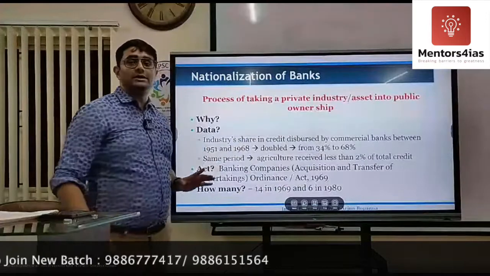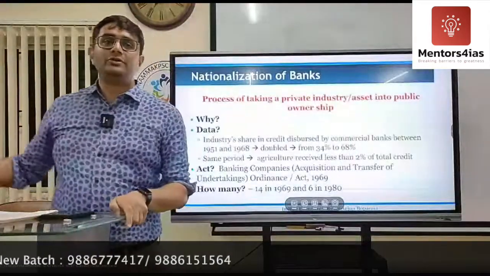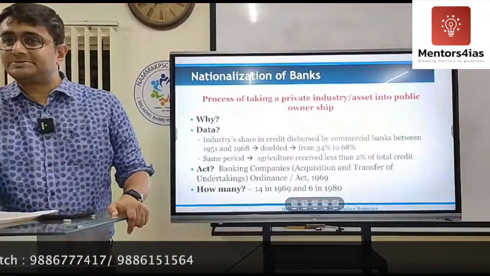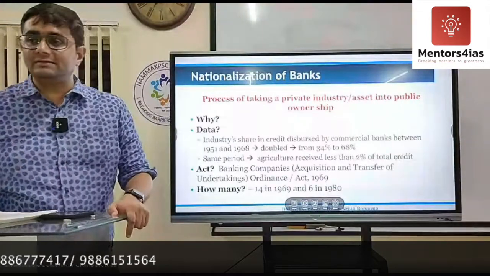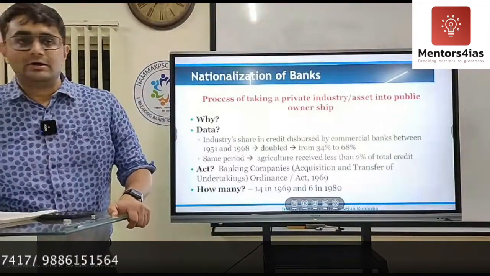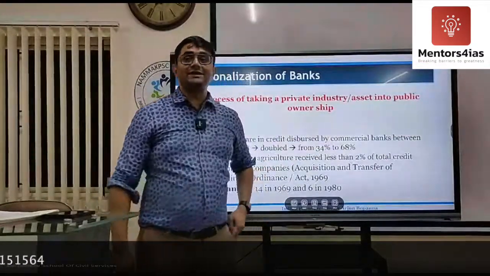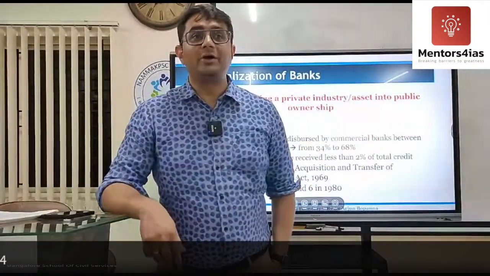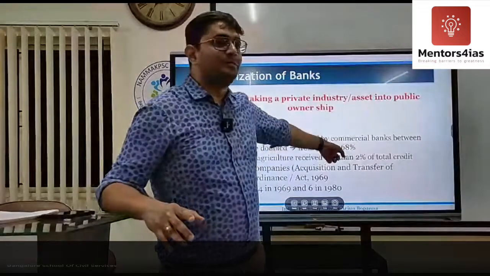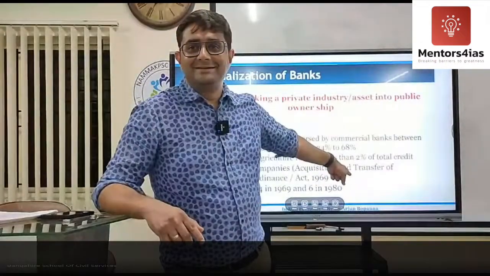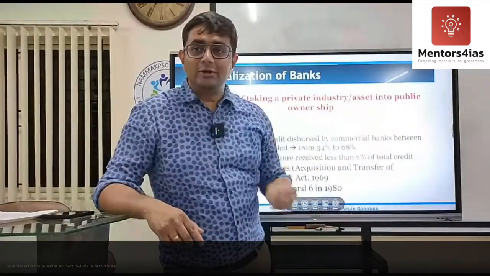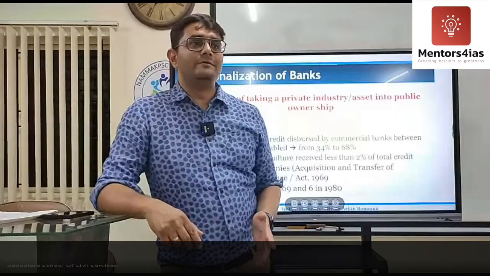See, some data over here you can find. When you write your mains exam, you'll have to substantiate your argument by giving this kind of data. For example, industries were getting 68% of the loans. How much was agriculture getting? 2%. Farmers were getting only 2% of the loan.